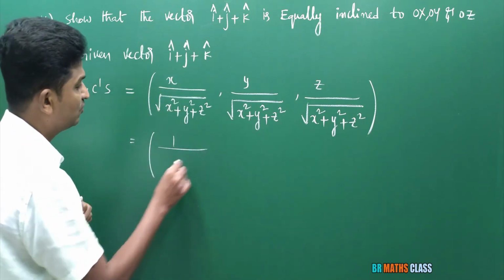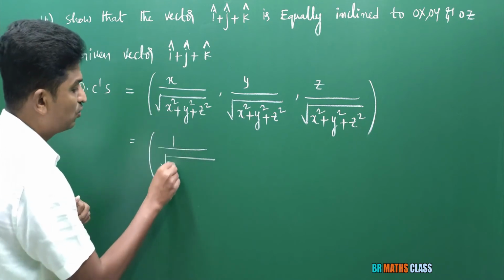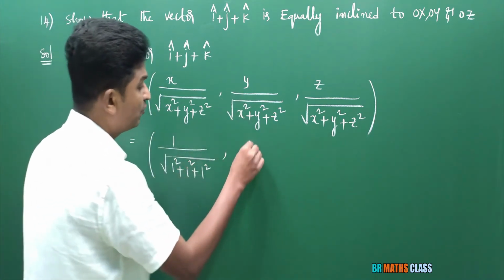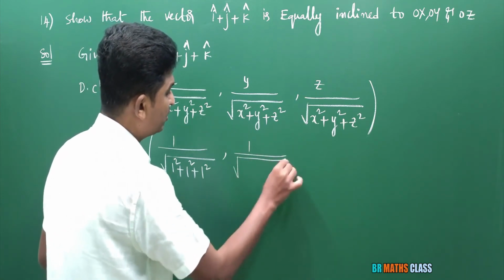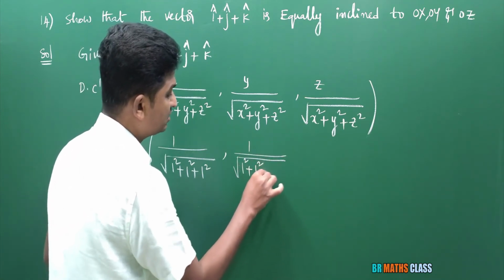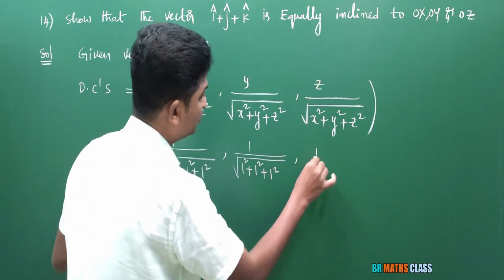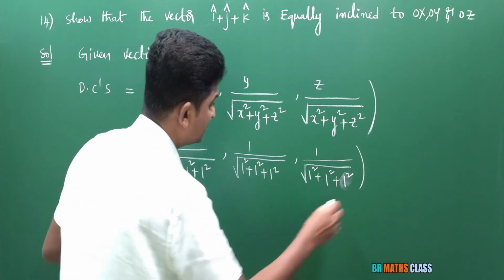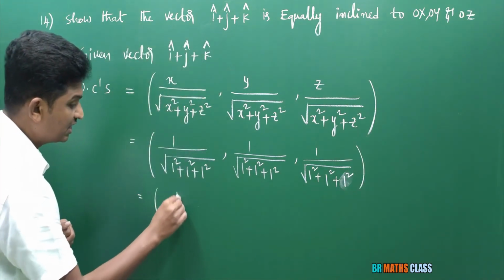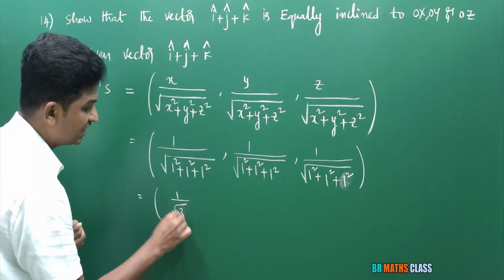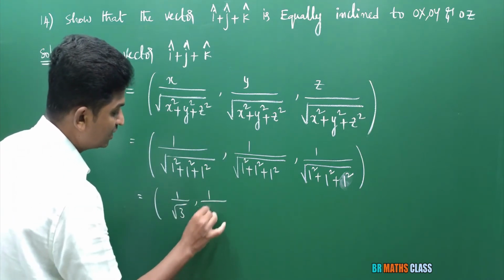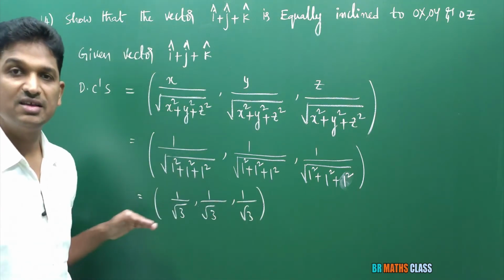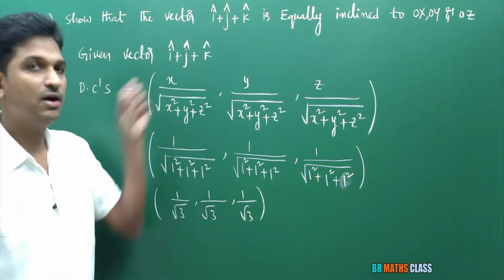X value is 1 divided by root over 1 square plus 1 square plus 1 square, comma. Y value is also 1 divided by root over 1 square plus 1 square plus 1 square. Z value is also 1 divided by root over 1 square plus 1 square plus 1 square. If I simplify this, what will I get? 1 divided by root 3, comma 1 divided by root 3, comma 1 divided by root 3. These are the direction cosines of the given vector.